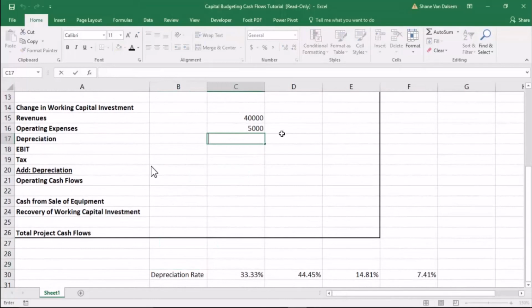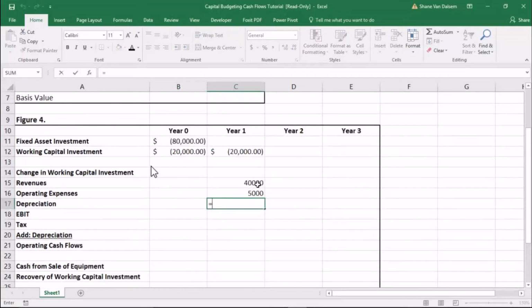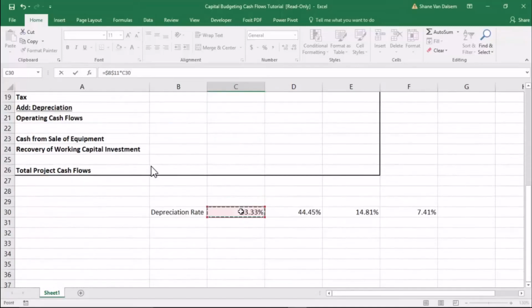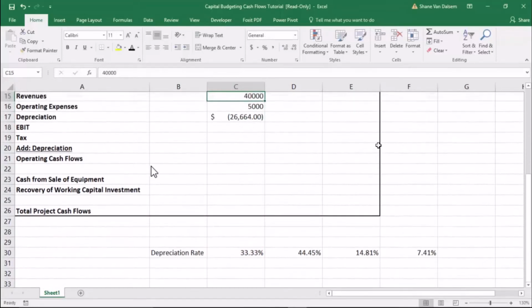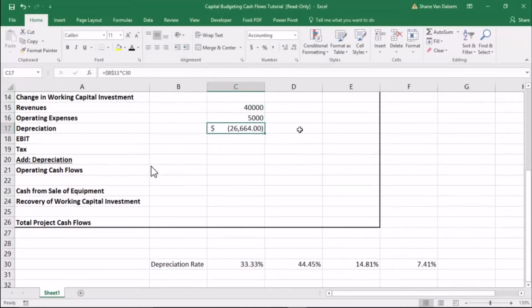So my depreciation for the year is equal to the fixed asset investment, and that asset investment alone, not the working capital investment, multiplied by, I'm going to go back here. I'm going to press F4, and that's going to lock that in place. That's going to make life a little bit easier. I'm going to multiply it by the depreciation rate for the first year, C30. And then I'm just going to drag this over so I don't have to put that in again. I can drag it over for the first year.